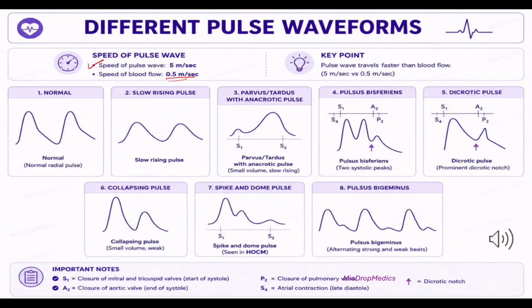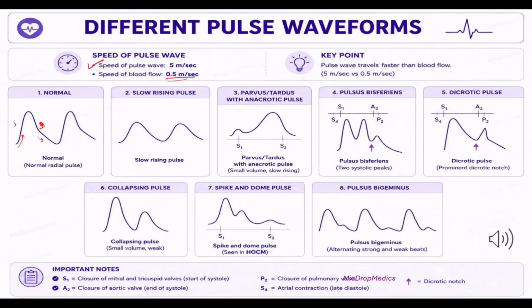Now look at waveform 1, the normal pulse. In a healthy individual, you will see a sharp, smooth upstroke during cardiac systole, reaching a single peak, followed by a gradual downstroke during diastole. When the aortic valve is narrowed or stenosed, it alters this shape dramatically. Waveform 2 is a slow rising pulse, where the blood takes longer to eject. This is closely related to waveform 3, pulsus parvus et tardus, with an anacrotic pulse. Parvus means small volume and tardus means late or slow rising.